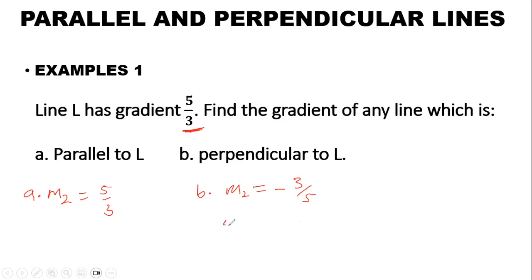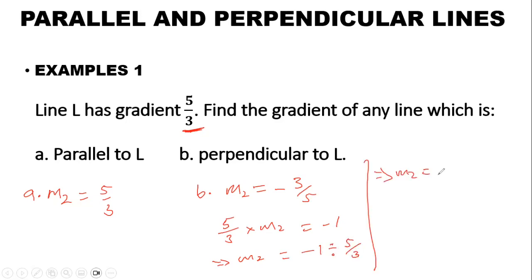So 5/3 times M2 should be equal to -1. This implies that M2 is equal to -1 divided by 5/3. This means that M2 is equal to -1 times 3/5. This implies M2 is equal to -3/5.